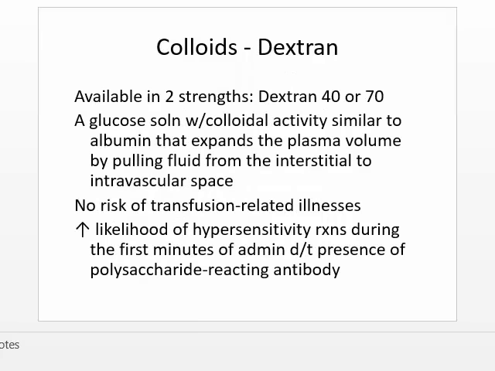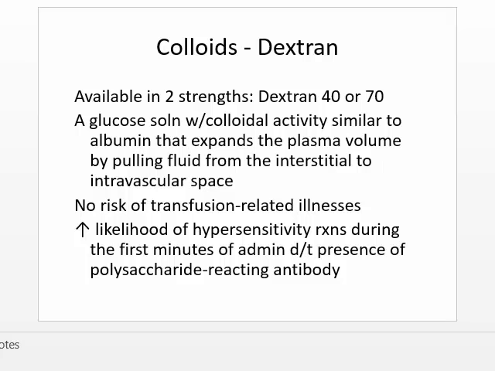Another colloid that we can see being used at times is Dextran. So Dextran is available in 2 strengths, 40 or 70. It's a glucose solution with colloidal activity similar to albumin in that it expands the plasma volume by pulling fluid from the interstitial to the intravascular space. However, with this component, there is no risk for any transfusion-related type illnesses.